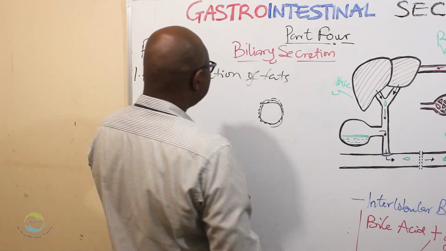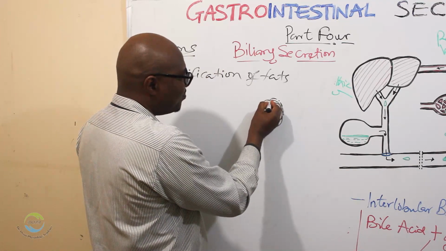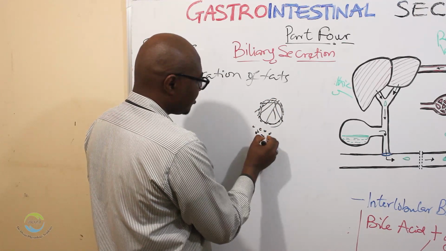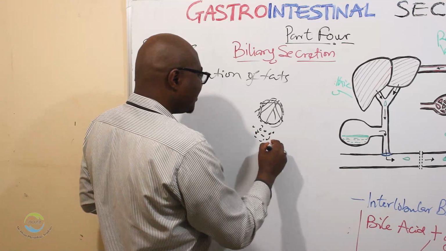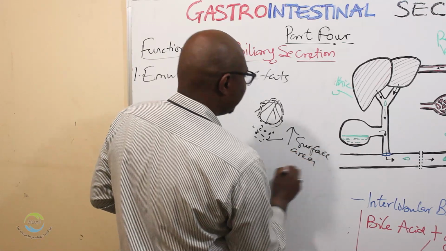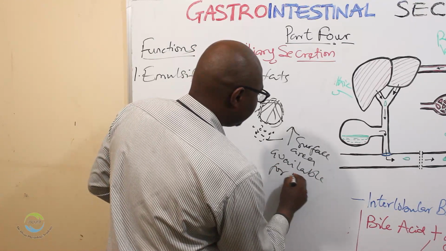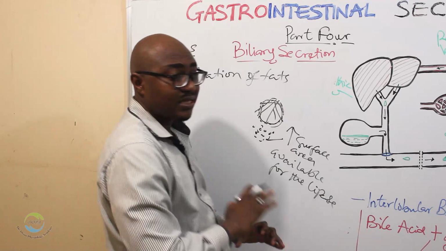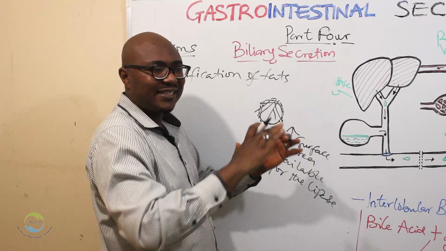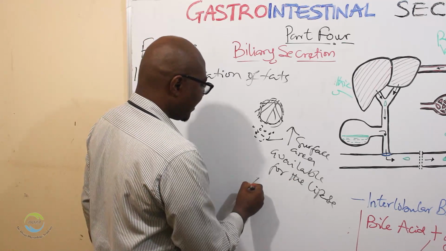So what happens is that bile salts help to break this lump into small pieces. By so doing, it increases the surface area available for lipase to act. It increases the surface area available for digestion. So more fat is digested. Okay? So fat usually comes as triglycerides.